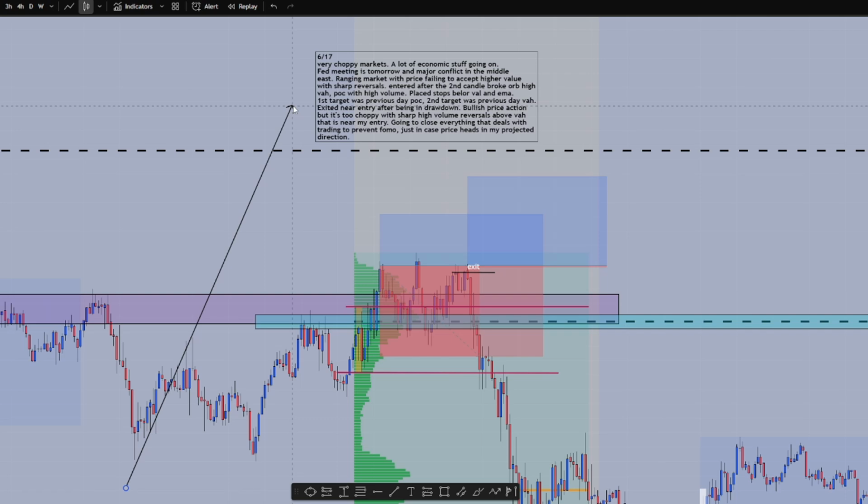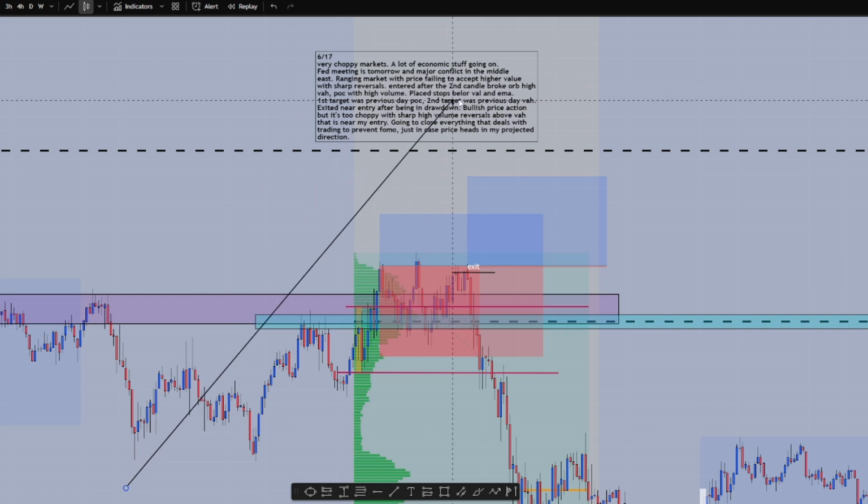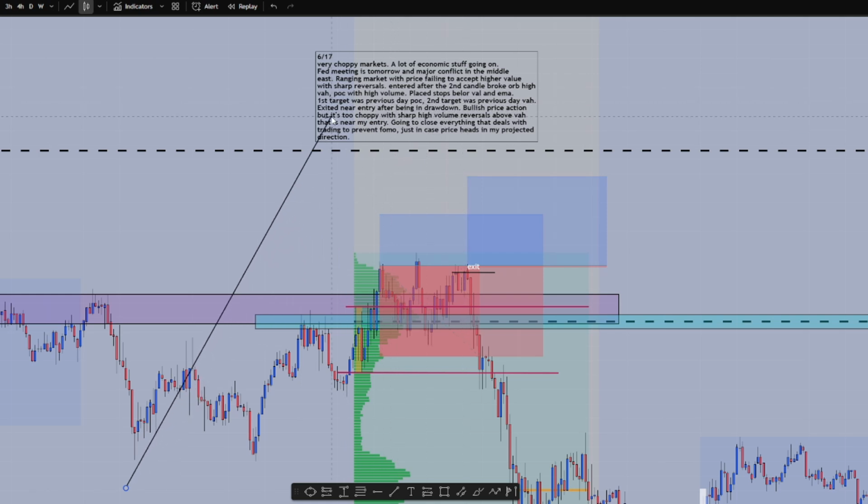Planned stop was supposed to be below value area low and EMA. First target was previous day point of control. Second target was previous day value area high. Exited near entry after being in drawdown. Bullish price action, but it's too choppy with sharp high volume reversals above value area high, that is near my entry. Going to close everything that deals with trading to prevent FOMO, just in case price heads in my projected direction.